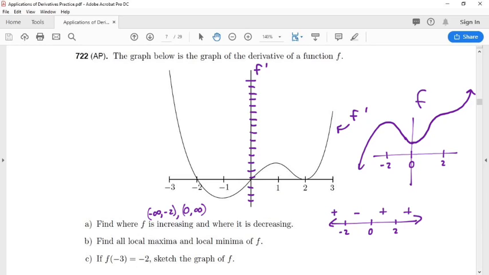So that is roughly what our f function looks like. That was kind of nice. It's not perfect. Okay, so let's read our next question. It says, find all local maxima and local minima.